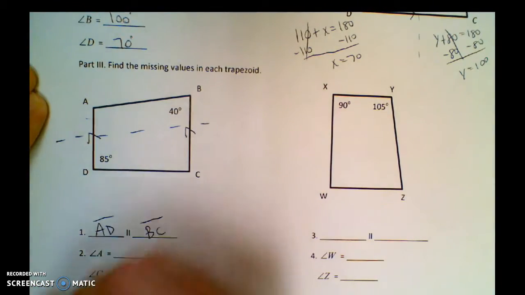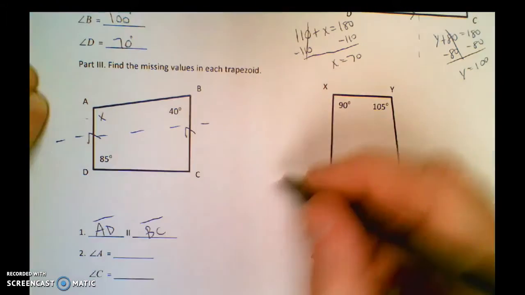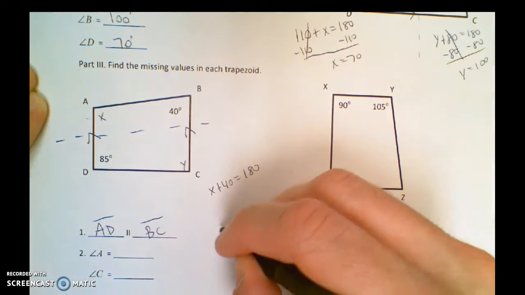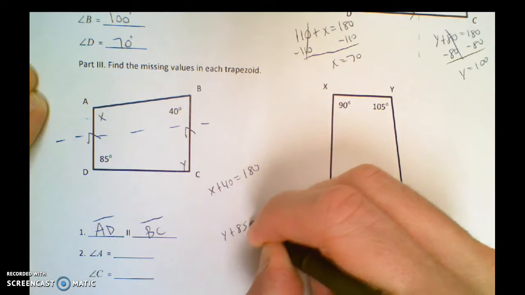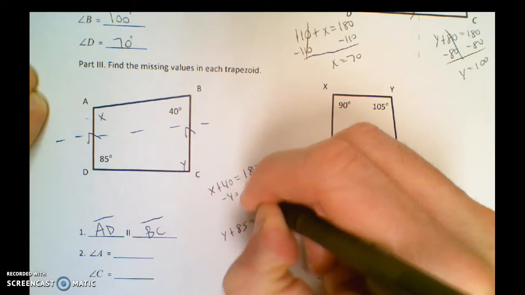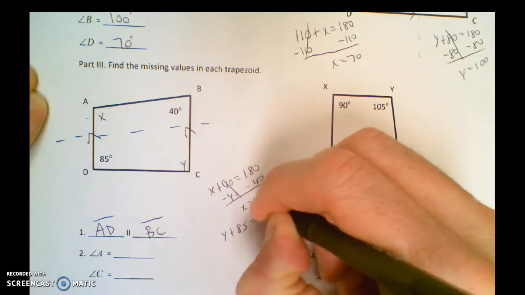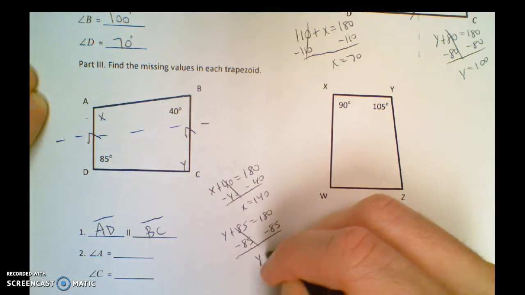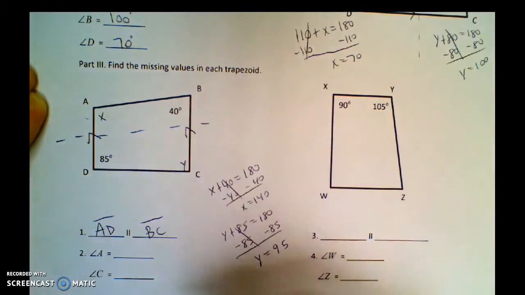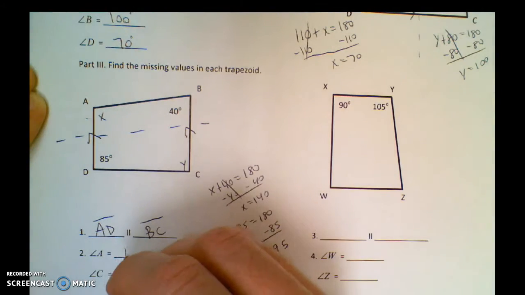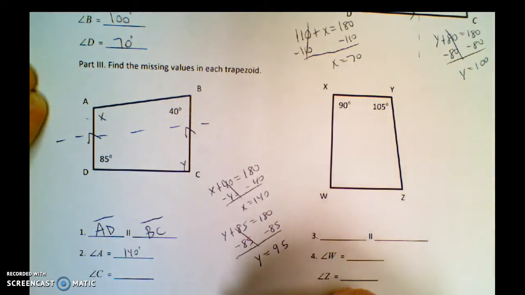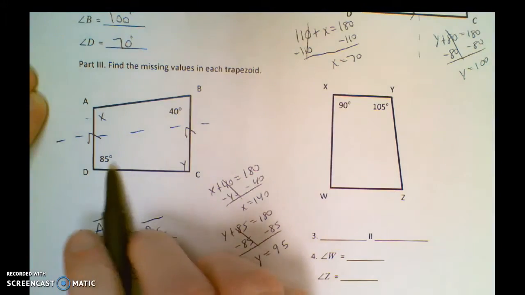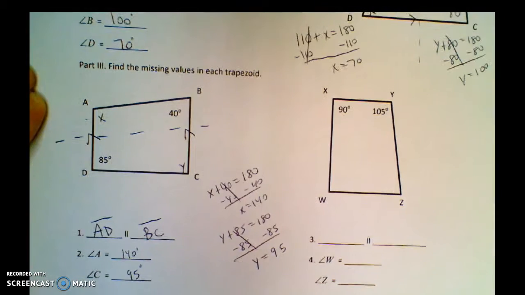So it'd be 180, x plus 40 equals 180. And for angle C, we'll let y equal that. That'd be y plus 85 equals 180. So subtract 40. X equals 140. Subtract 85. Y equals 95. So I said x was A, so x is 140 degrees. And C is 95 degrees. So remember, to be on the same side, you are on the side of the non-parallel sides.